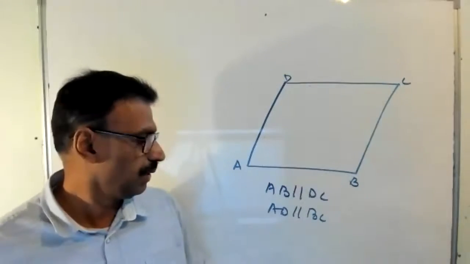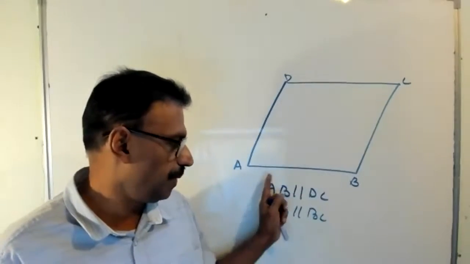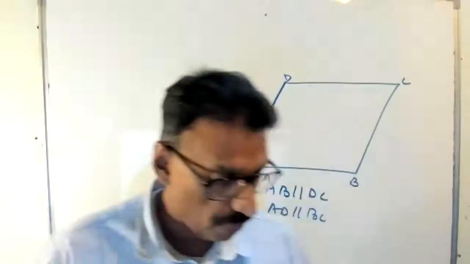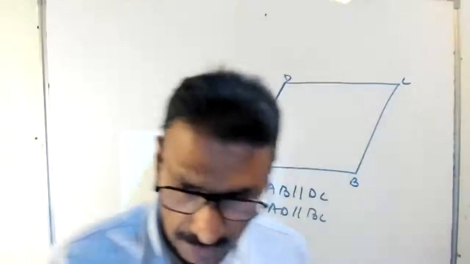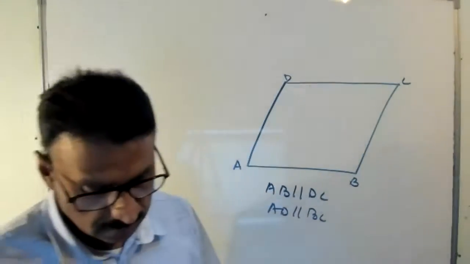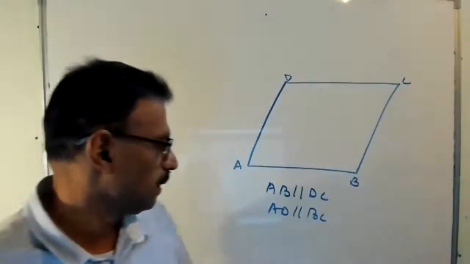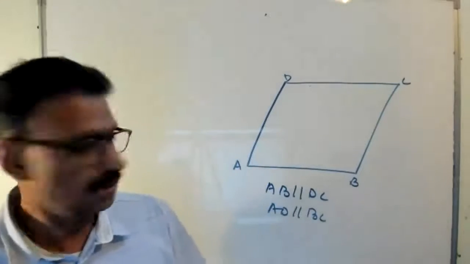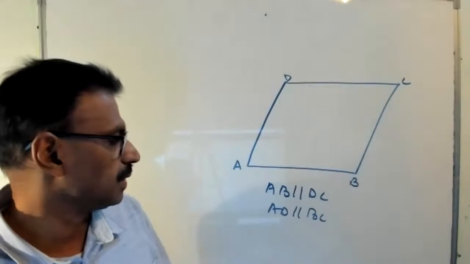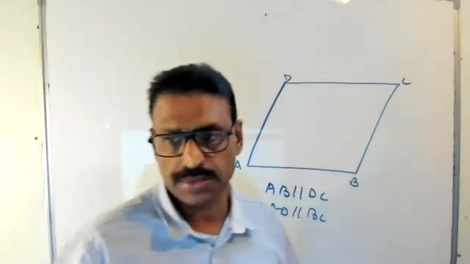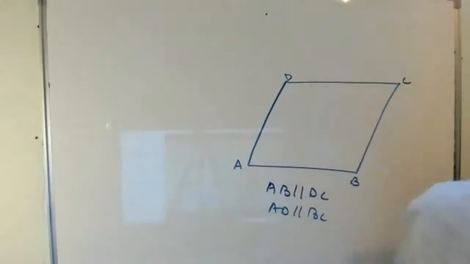Then draw this figure. Then write: ABCD is a parallelogram in which AB is parallel to DC and AD is parallel to BC. Okay, draw first.